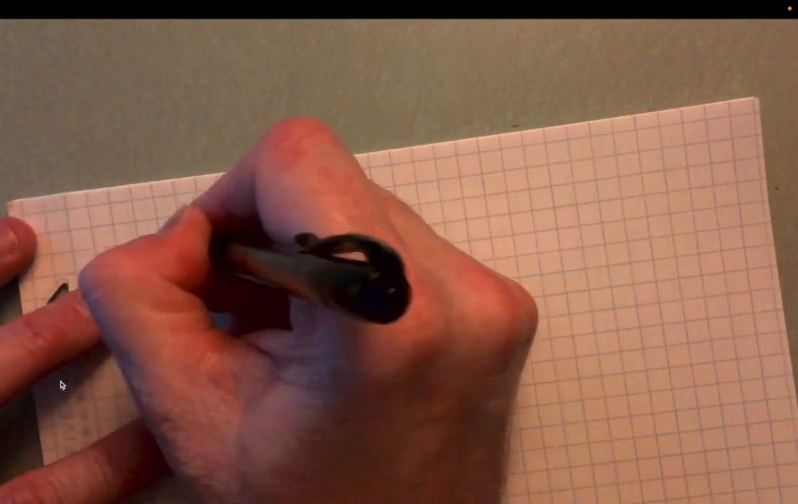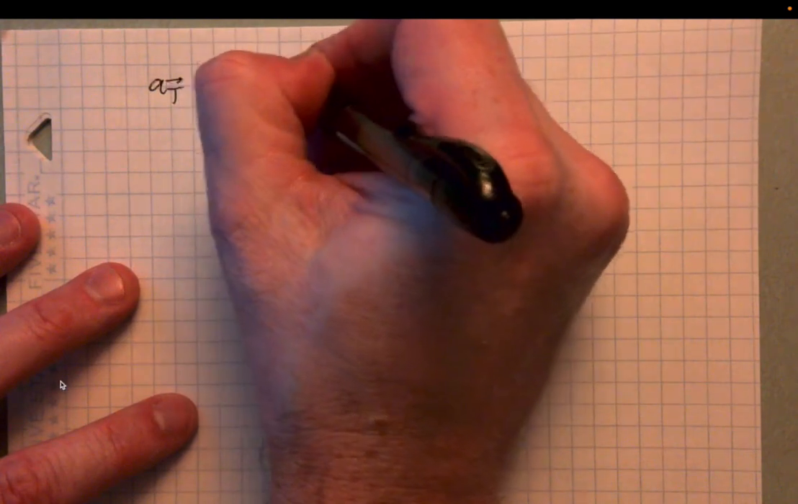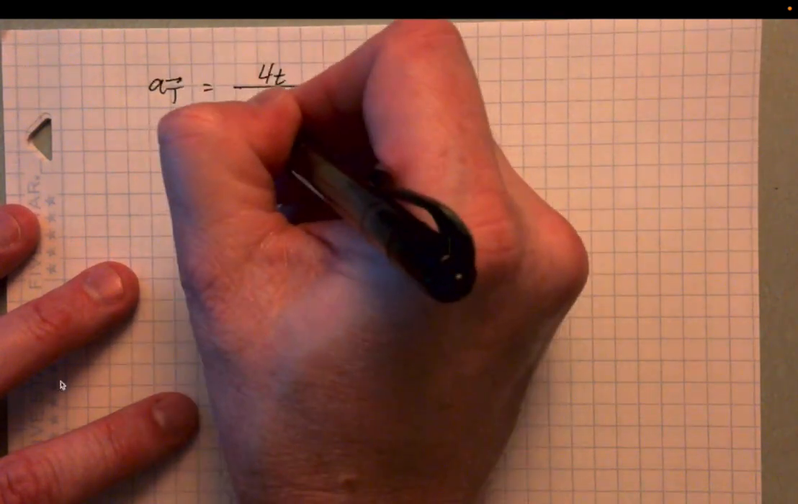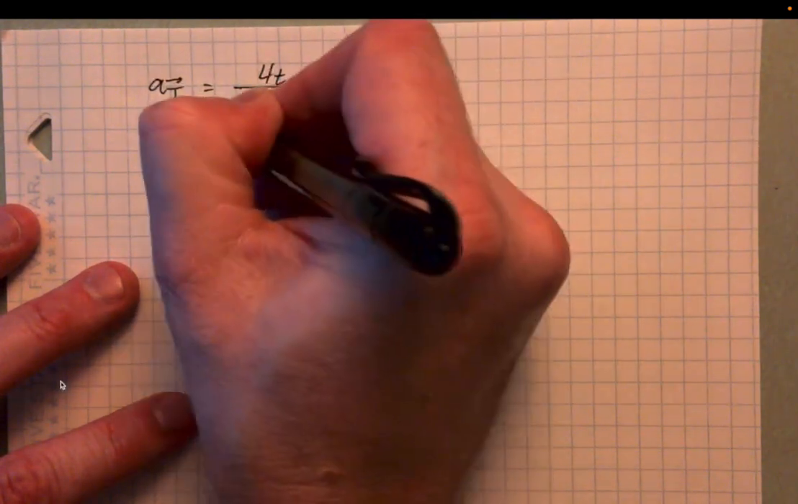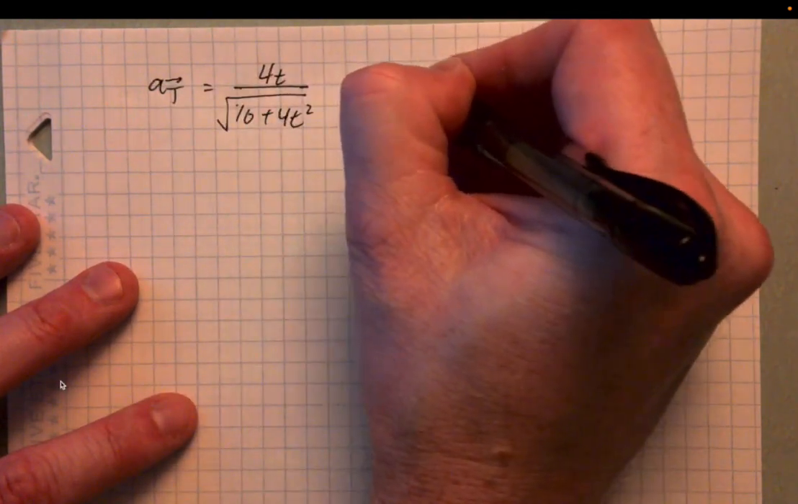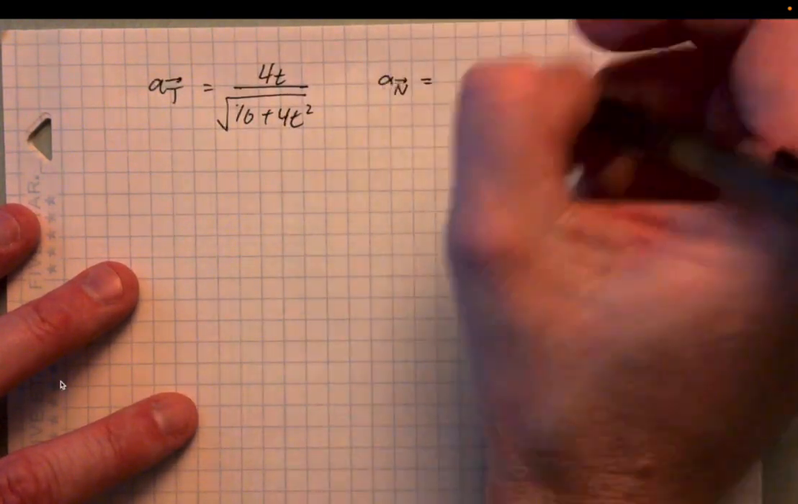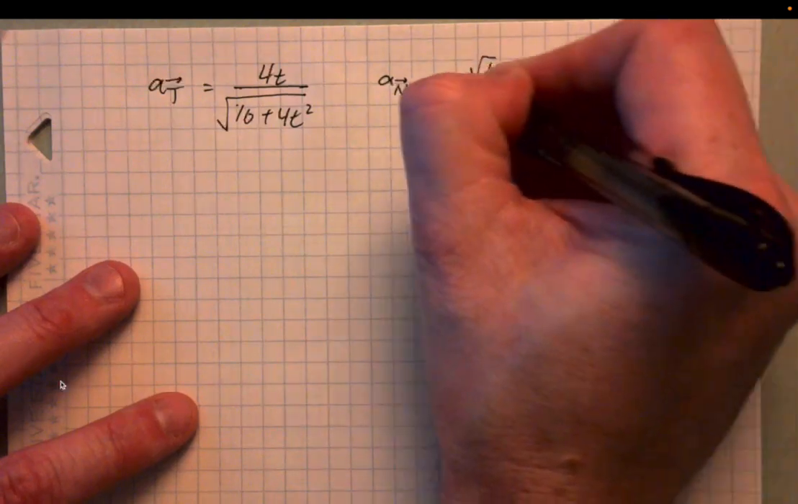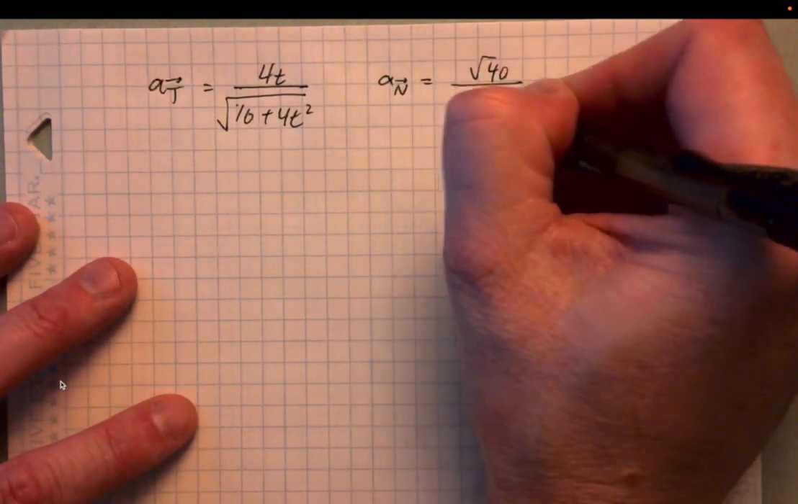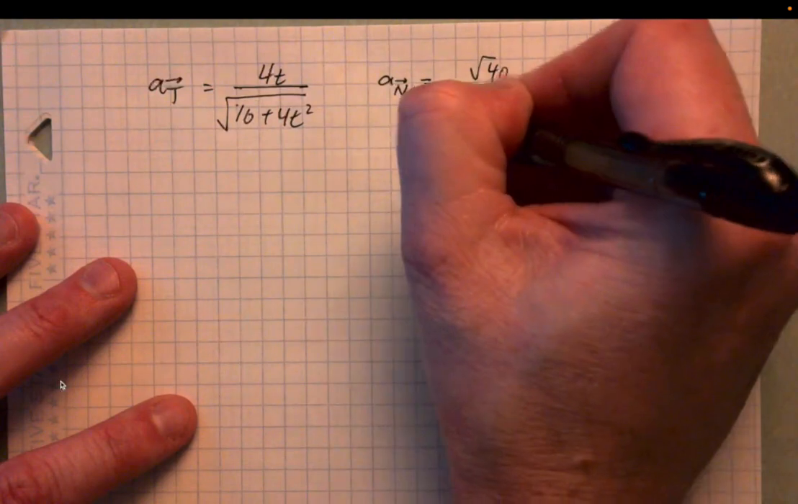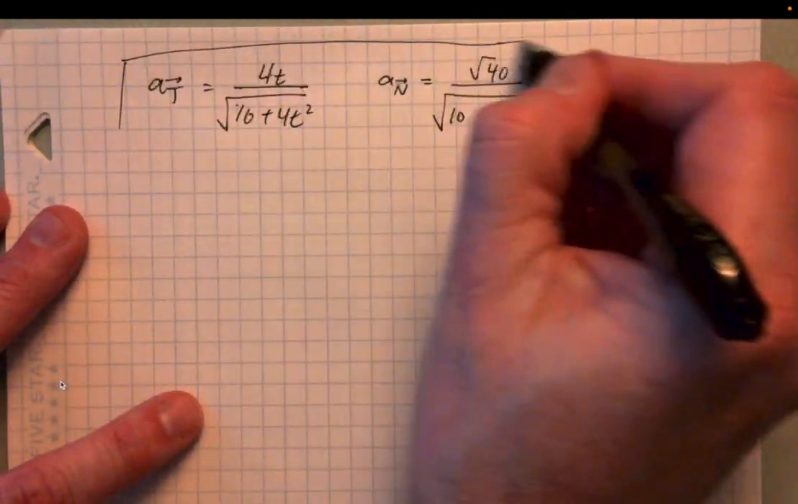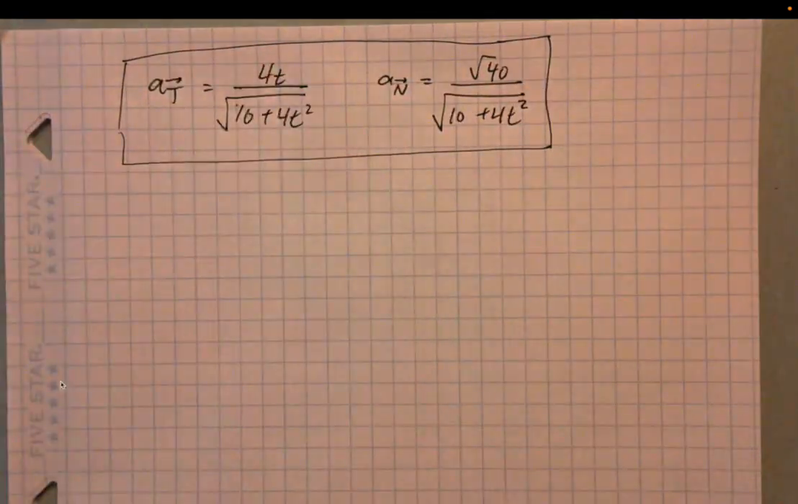So all together, we have a_T, which we found to be 4t over the square root of 10 plus 4t², and a_N equal to the square root of 40 over the square root of 10 plus 4t². Okay, so those would be the two components of acceleration.